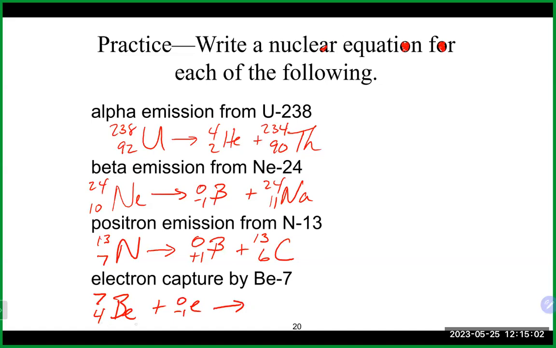In this case, we're just going to add the bottom numbers. So we got 4 and minus 1 is 3 is missing. Once again, 3's atomic number is lithium. And for our top there, 7 and 0 is 7 in this case. Any questions on balancing nuclear equations?